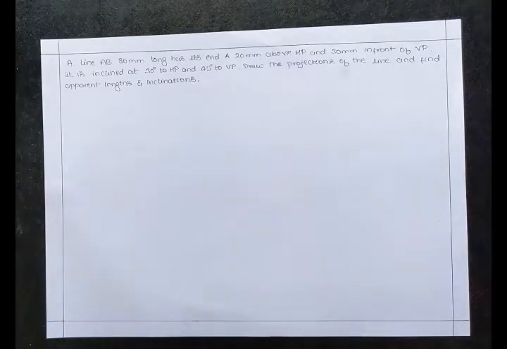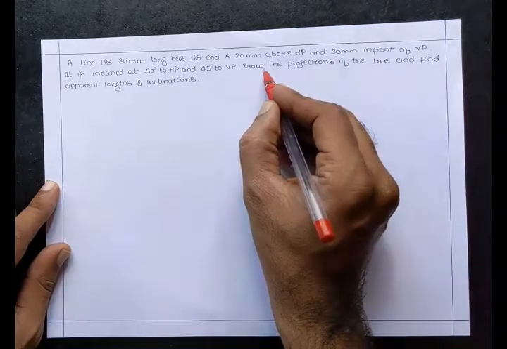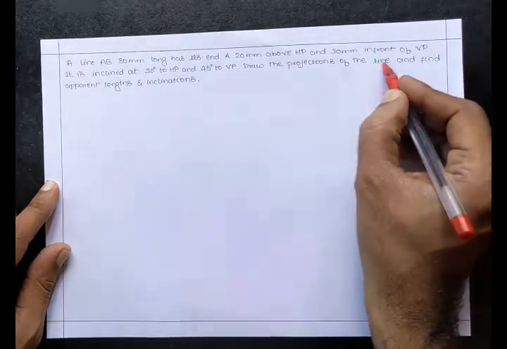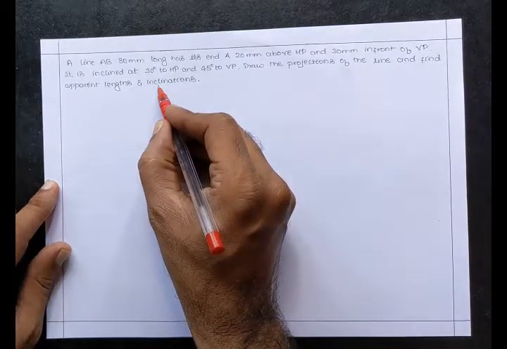Hello dear students. So let us learn the construction of a line problem. So the problem is given like this. A line AB 80 mm long has its end A 20 mm above HP and 30 mm in front of VP. It is inclined at 30 degree to HP and 45 degree to VP. Draw the projections of the line and find the apparent length as well as its apparent inclinations.